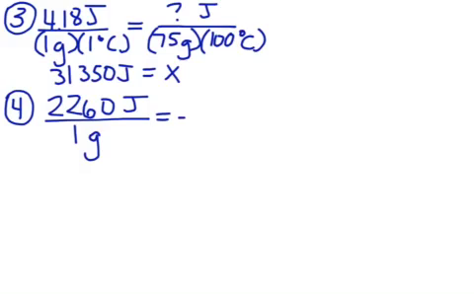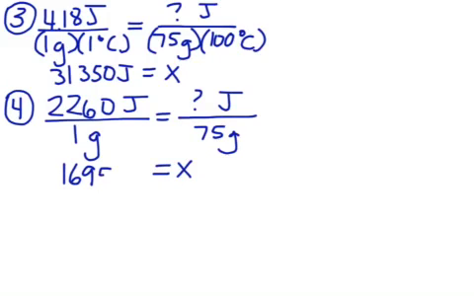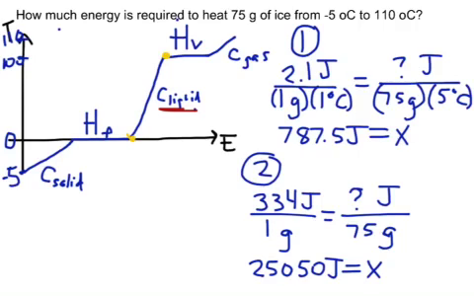But instead of 1 gram, we have 75 grams. And we want to know how much energy that takes. So cross multiply 2260 times 75. X equals 169,500 joules. That's quite a bit. And I don't know if you've noticed it, but actually the 2 phase change steps, step 2 and step 4, use a whole lot more energy. And that is generally the case. It generally takes a lot more energy to change the phase of something.